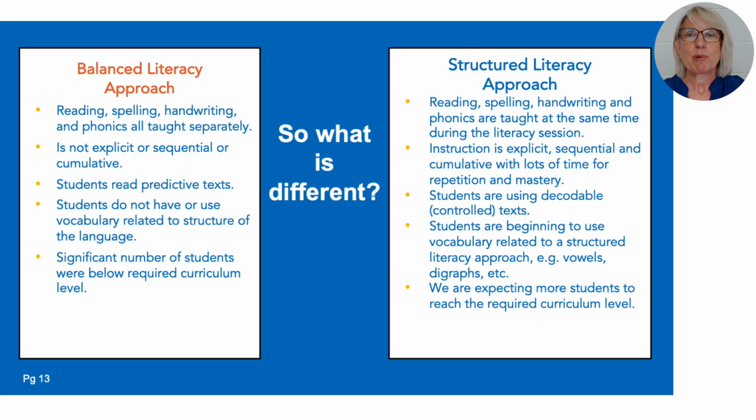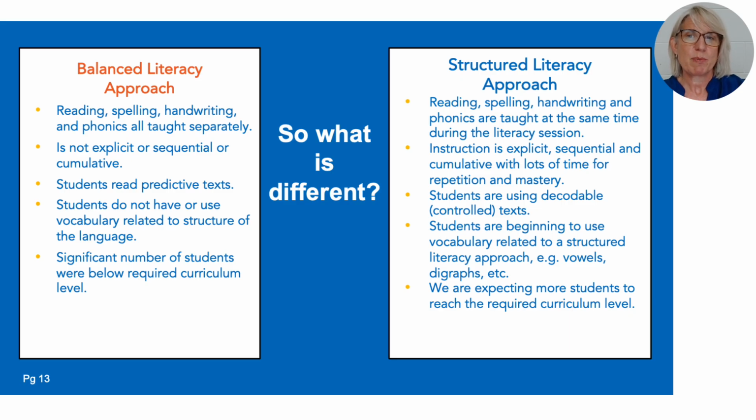In a balanced literacy approach, reading, spelling, handwriting and phonics were often taught as separate components. Connections between these areas were not always made explicit for students. Instruction was not consistently systematic, sequential or cumulative. The introduction of new learning was not always explicit and practice was not always structured towards mastery. Students commonly read predictive texts, which encouraged the use of contextual strategies. Students were not consistently taught or encouraged to use precise vocabulary related to the structure of the English language. As a result, a significant number of students did not meet expected curriculum levels in literacy.